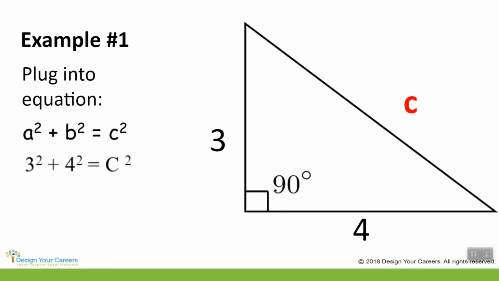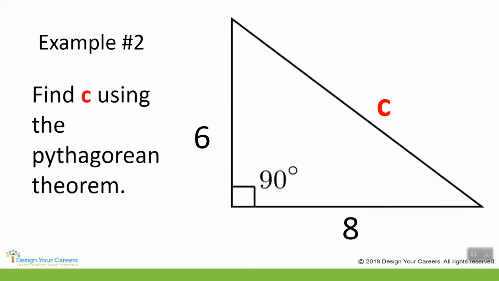Now add the squares of a and b. You would get 9 plus 16 is equal to c squared. So then you have 25 is equal to c squared, and to find c you would have to take the square root of both sides. Therefore, you have c is equal to 5. That wasn't so hard, was it?